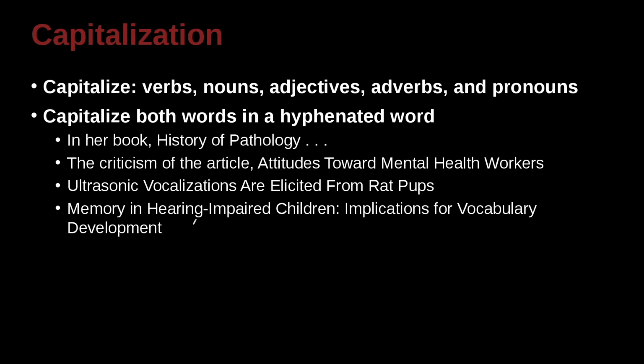Now this is a title of a research paper or an article or a book. Here's the title of a book, History of Pathology. So we do not capitalize O, but you do capitalize the H and the P. And here's another example. In his article here, Attitudes Toward Mental Health Workers. So this is the title here. And all of these words are capitalized.